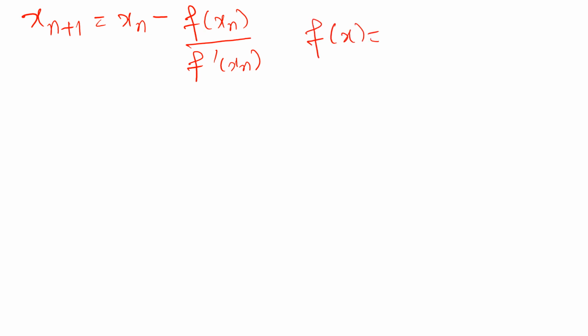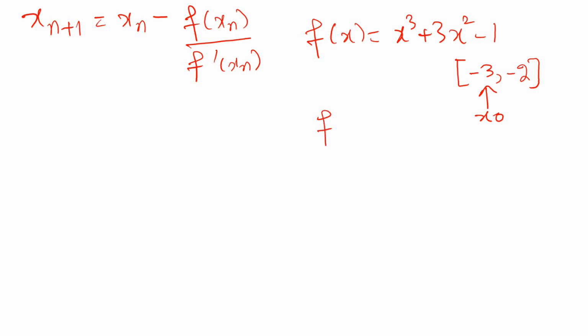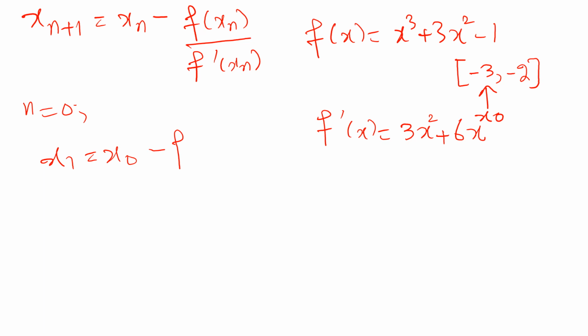F of x is equal to x cube plus 3x square minus 1, and this function is continuous on the interval -3 and -2. So the value of x naught is the initial value, which is -3, and the derivative of that function is, this is a polynomial, 3x square plus 6x. So in the first iteration, n is equal to 0, so x1 is equal to x naught minus the value of the function at x naught over the derivative of the function at x naught. So x naught is -3, which is given to me.